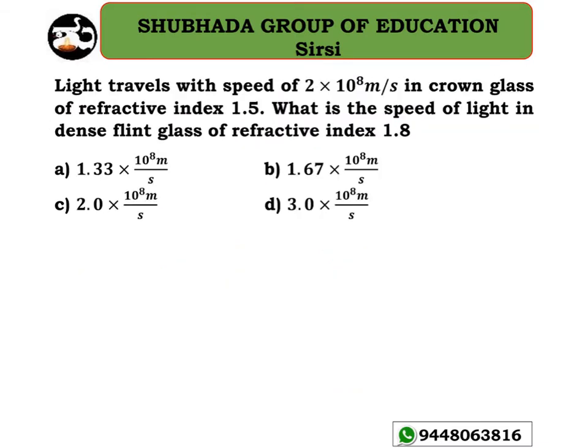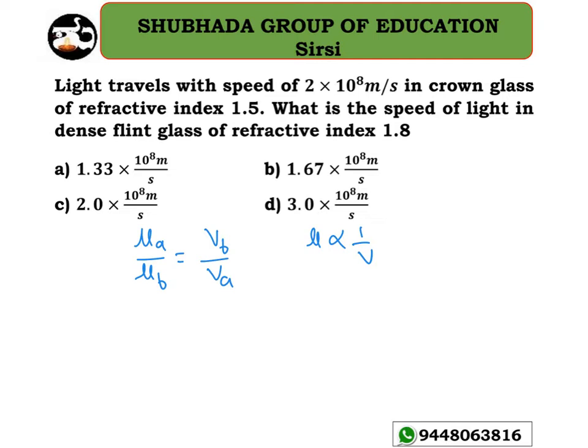The next one: the light travels with a speed of 2 into 10 to the power of 8 meter per second in crown glass of refractive index 1.5. What is the speed of light in dense flint glass of refractive index 1.8? As we have studied, the refractive index of medium A to refractive index of medium B must be equal to speed in B divided by speed in A, as mu is inversely proportional to speed here.